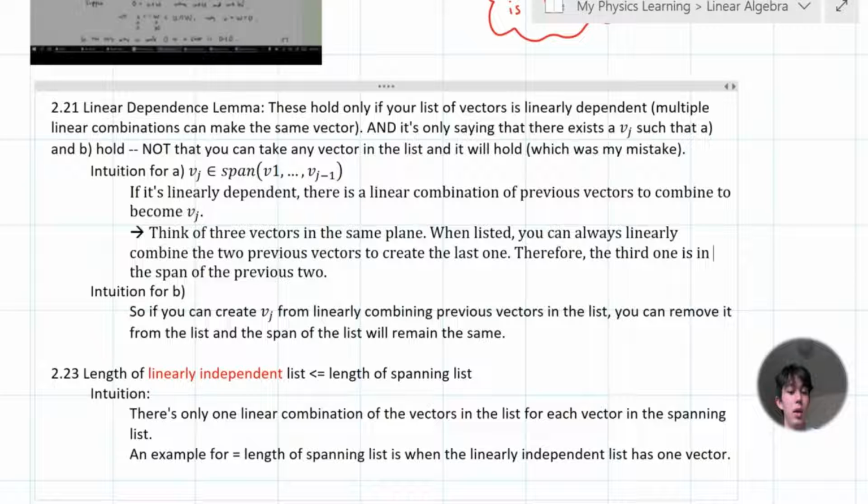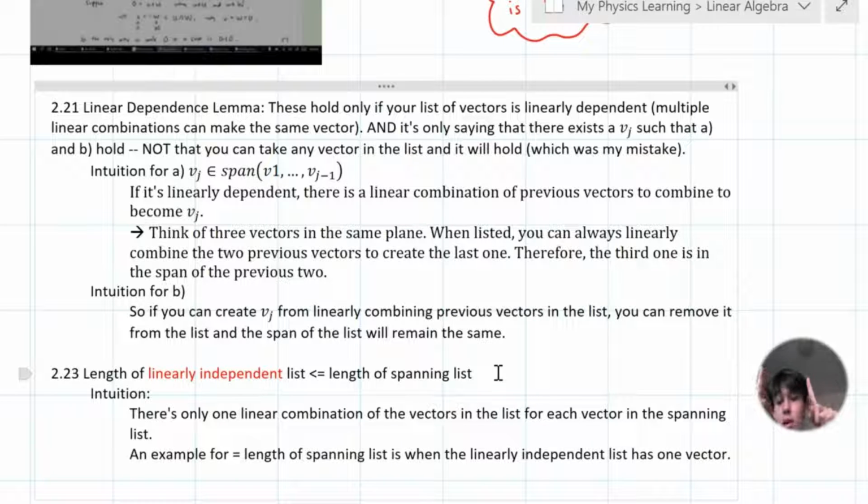And now for proof 2.23: the length of a linearly independent list is less than or equal to the length of the spanning list. This is a list of vectors, by the way. It doesn't say that, but it's a list of vectors. So you have your list of vectors, 1 through, I don't know, 10, right? And so the length of that list of vectors.